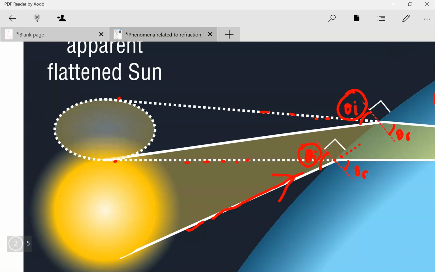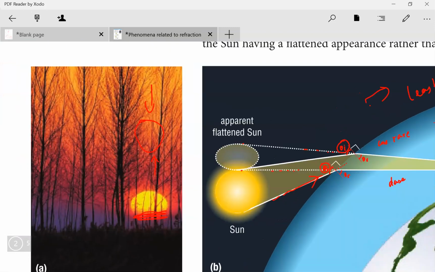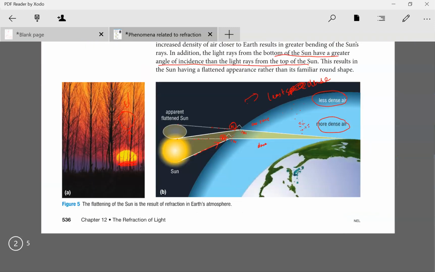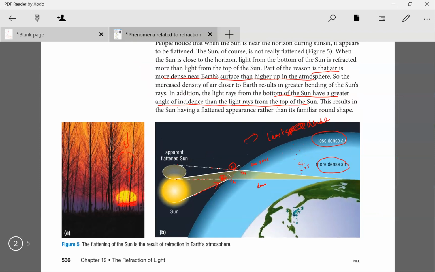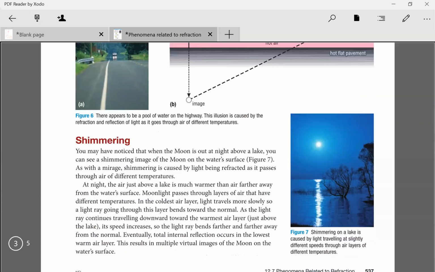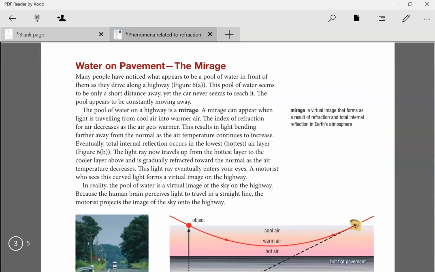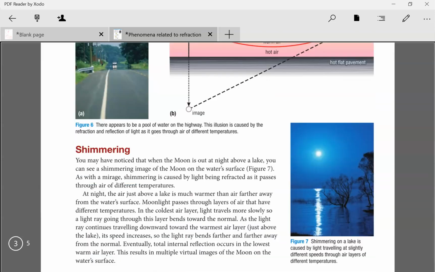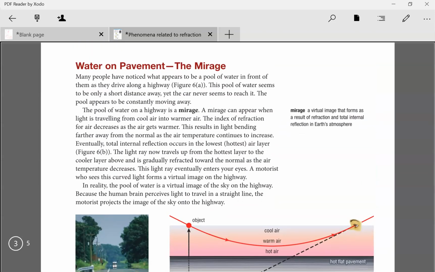Like so. Again, this one's kind of weird. I don't really like asking this one, so unless you choose to explain this, it probably won't be. I won't give it to you as a question, just because I don't like it very much. These are my favorite ones. Water on the pavement, like mirage and shimmering, so very likely to be on a test.